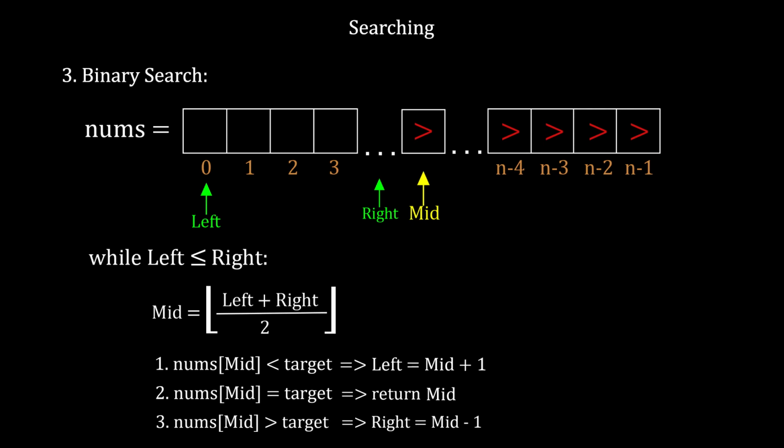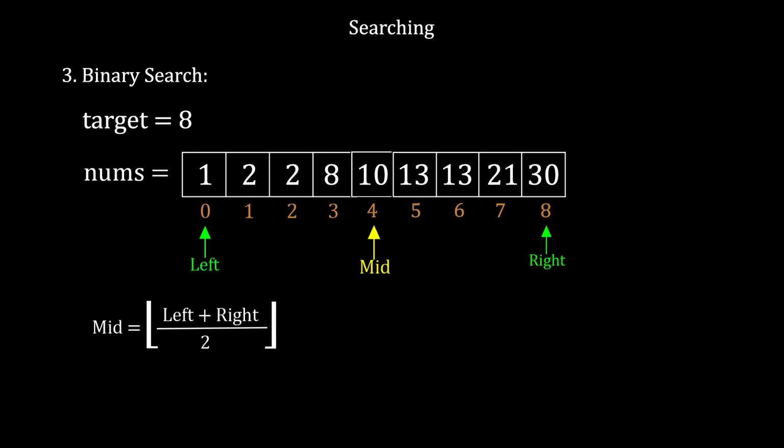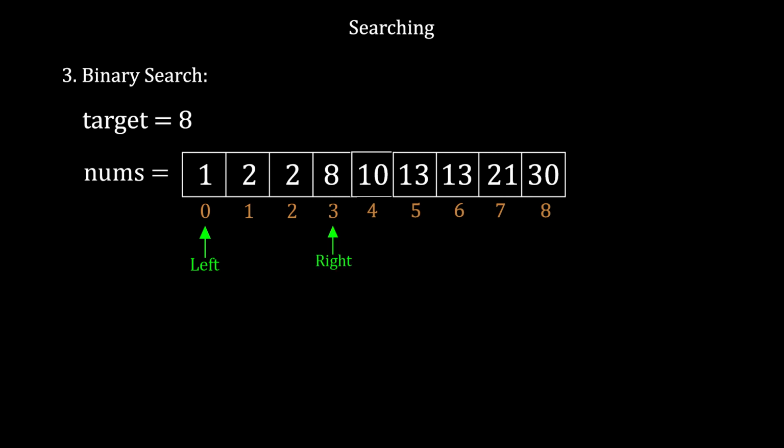Now let's take a real example to have a better look at how this works. Let's say this is the nums array and the target value is 8. We start with left equals 0 and right equals 8. Left is less than right, and we haven't found the target value, so we will compute the middle position, which is floor of (0 + 8) / 2, which is 4. Nums of mid equals 10, which is greater than target. And indeed, every value on its right is also greater than target, so we will set right to mid - 1.